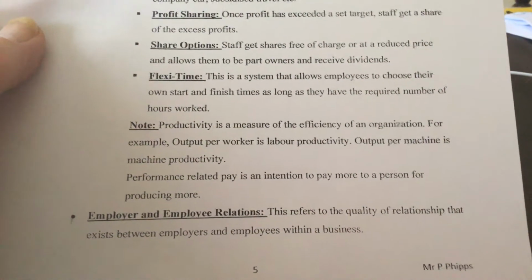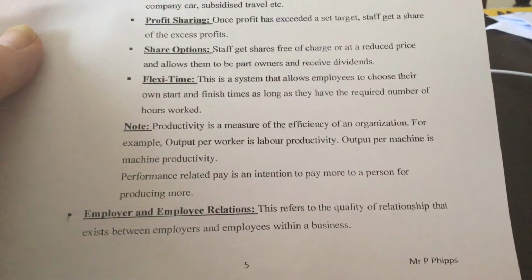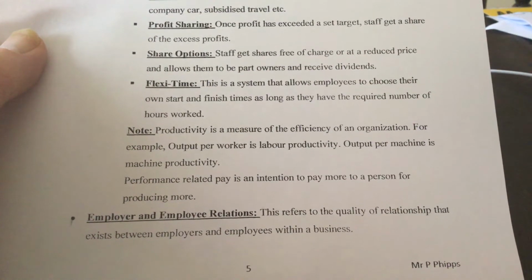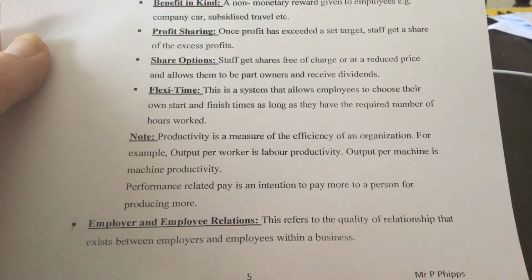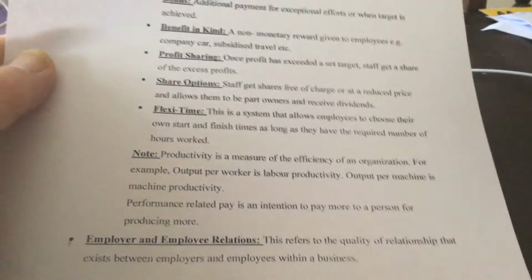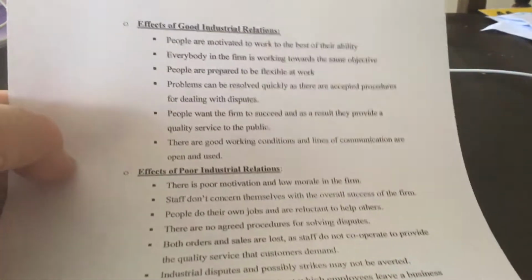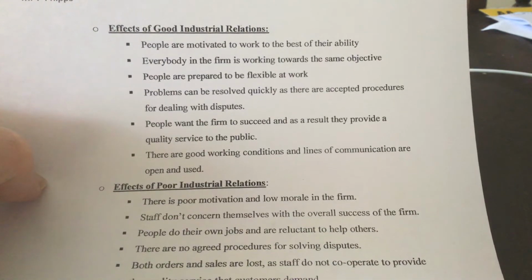Now, the next function of HRM or Human Resource Manager is employer and employee relations. This refers to the quality of the relationship that exists between employers and employees within the firm. If you have a good relationship, then that's good industrial relations. If you haven't, it's bad industrial relations. Now, why are good industrial relations so important? In other words, what are the effects of good industrial relations?